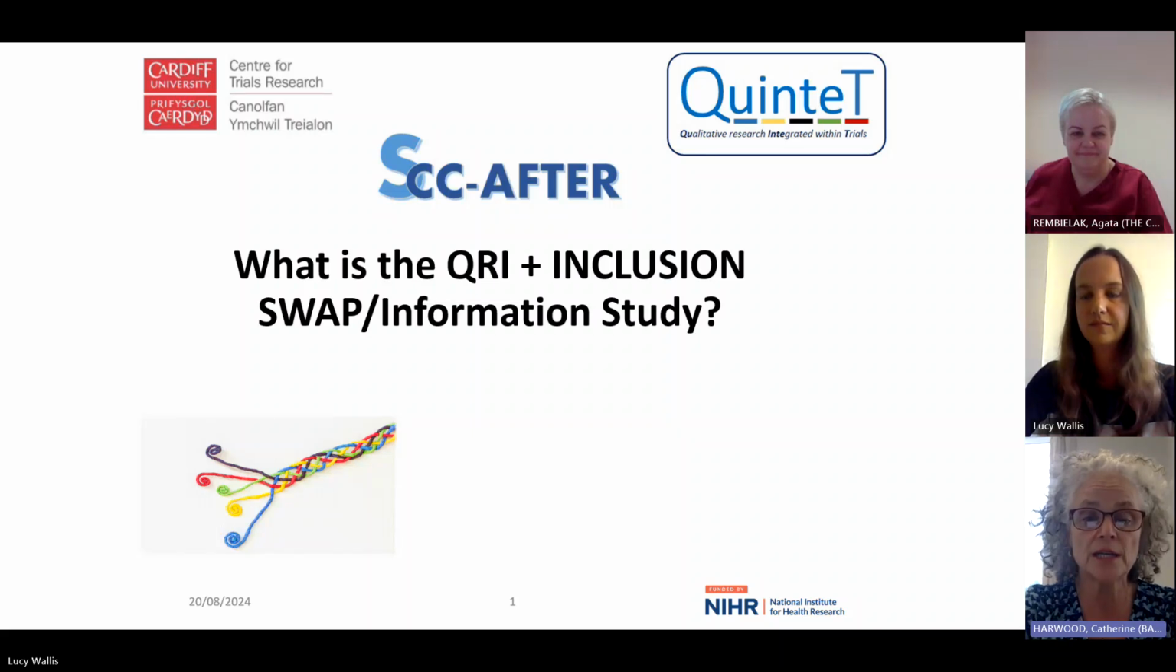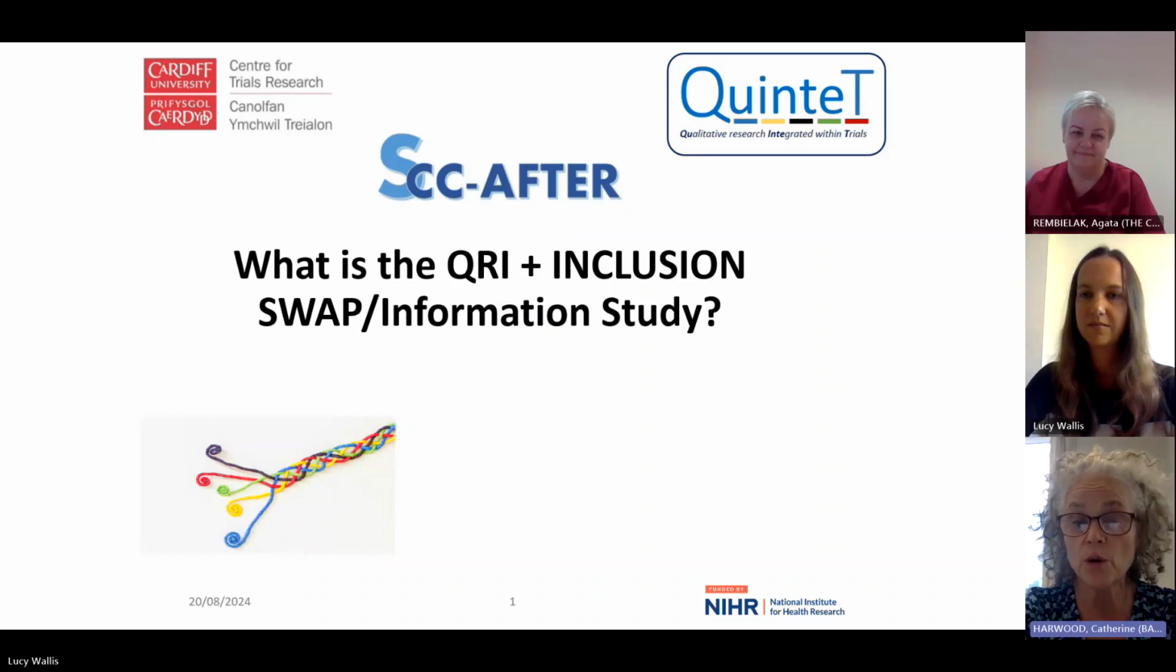Well, the QRI and Inclusion SWAP, or information study as it's called in all our patient-facing materials, is integrated within SCC After. For those who haven't heard of a QRI, this stands for QuinteT Recruitment Intervention, which is an intervention used within RCTs with the aim of optimizing recruitment and informed consent.